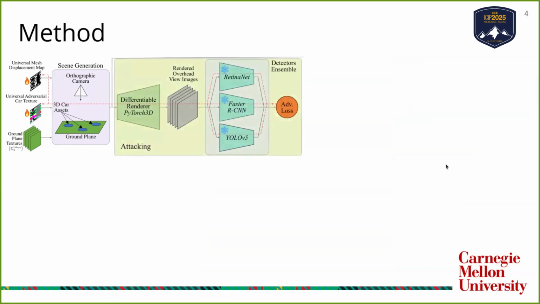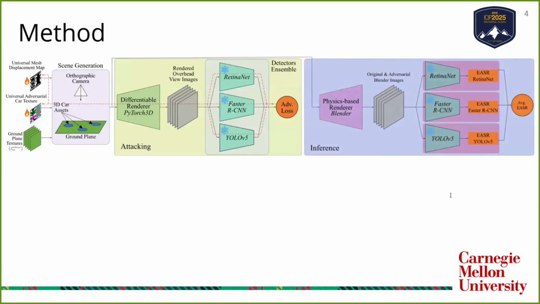These images feed into an ensemble of vehicle detectors. We optimize the vehicle mesh or texture to minimize detection confidence across all models. We achieve this by setting the ground truth labels to empty in the same loss function used to train the models. This reflects the attack goal, making vehicles undetectable. For inference, we generate paired original and adversarial images using a physics-based renderer simulating real conditions. These images are tested on the detector ensemble to compute the average attack success rate.